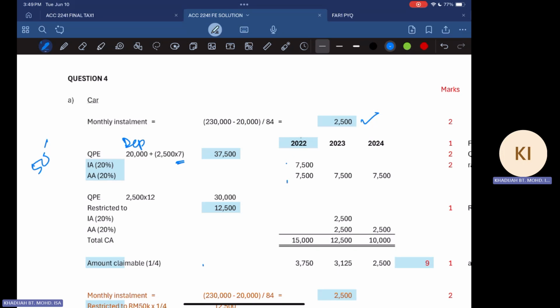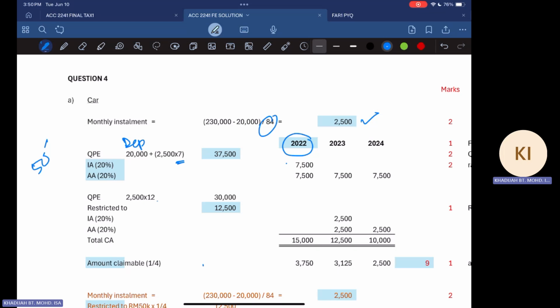So IA in this YA 2022, this is the first year that you claim, you incurred the expenditure, YA 2022. So claim IA and AA and AA and AA, 1, 2, and 3. Is that clear? So now we go into the second year. Second year you paid another installment. Remember, total installment is 84 months.